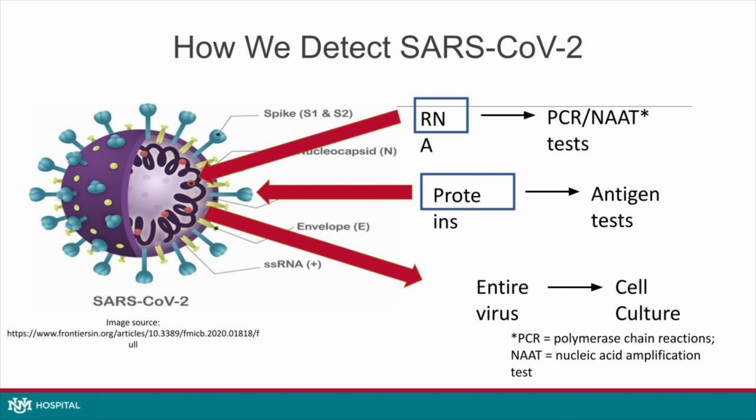The challenge is that RNA and proteins are great, but they don't tell us about infectivity of the virus. Only cultures really tell us whether the virus can infect other people's cells. So that's a shortcoming of some of the tests that we have available.